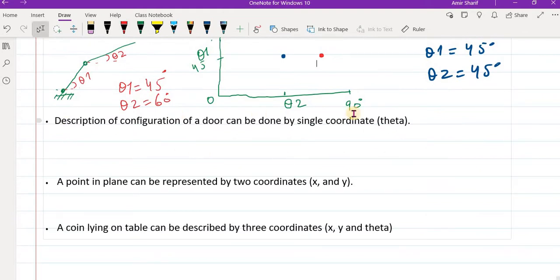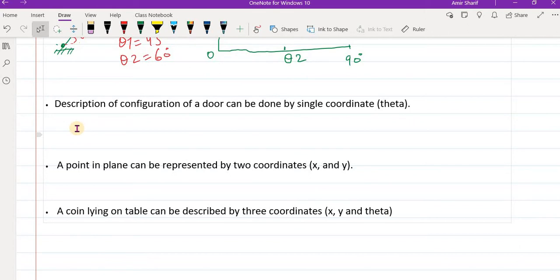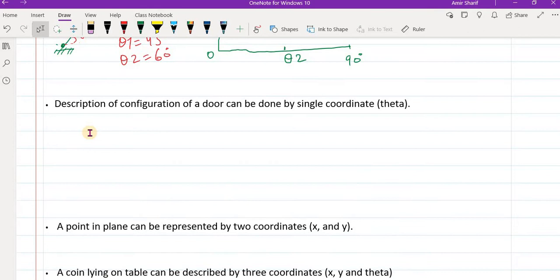If this is clear, we can move forward. The description of the configuration of a door can be done by a single coordinate theta. Moving away from robots, let's see how we can define the configuration of common real world objects. Here we are taking the example of a door. How can we define the configuration of the door?